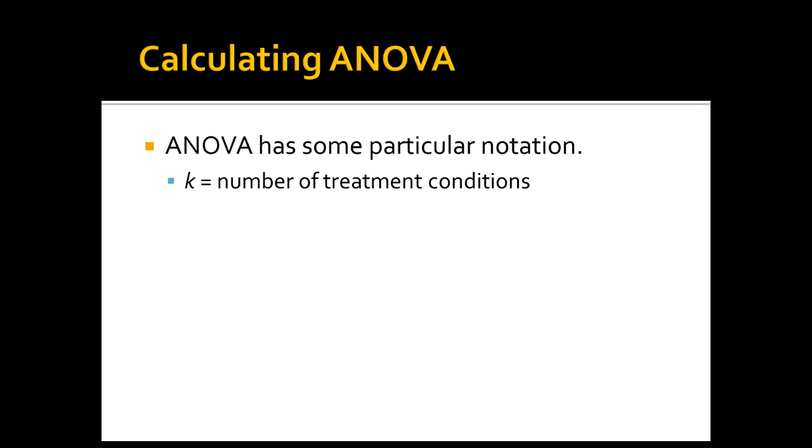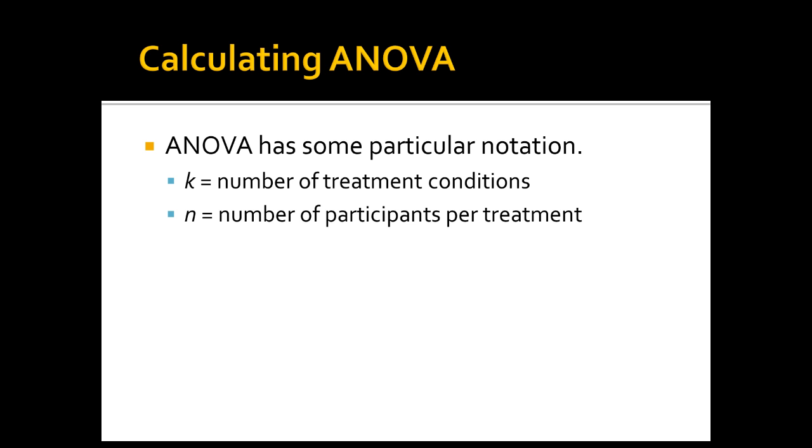K equals the number of treatment conditions. N equals the number of participants per treatment. So I should go back. K, the number of treatment conditions. So if you have 3 groups or 4 groups, let's say we did freshman, sophomore, junior, senior, K would equal 4 in that case.